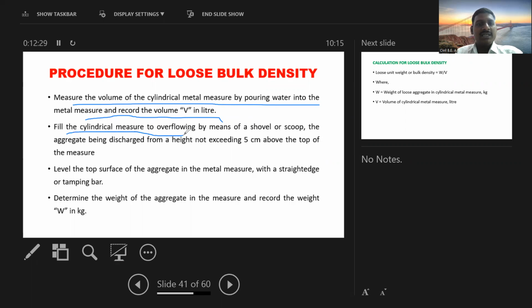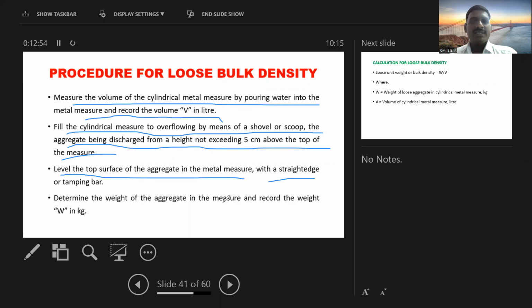Then fill the cylindrical measure to overflow by means of a shovel or scoop, with the aggregate being discharged from a height not exceeding 5 centimeter above the top. So we have to fill that particular cylinder with the aggregates in step number 2. Then level the top surface of aggregate in the metal measure with a straight edge or tamping bar. Then determine the weight of the aggregate in the measure and record that as W.